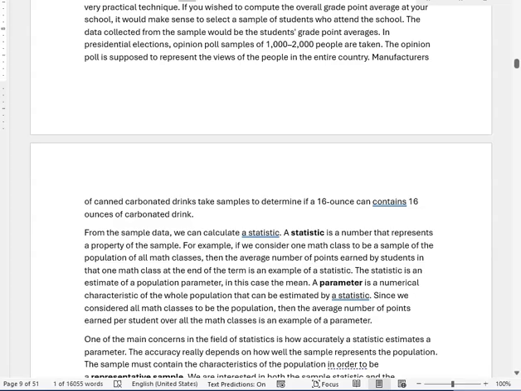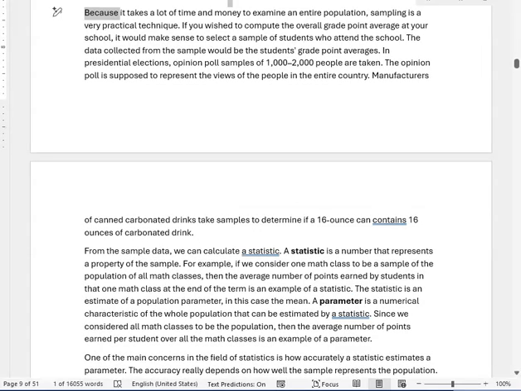Because it takes a lot of time and money to examine an entire population, sampling is a very practical technique. If you wish to compute the overall grade point average at your school, it would make sense to select a sample of students who attend the school. The data collected from the sample would be the students' grade point averages. In presidential elections, opinion poll samples of 1,000 to 2,000 people are taken. The opinion poll is supposed to represent the views of the people in the entire country. Manufacturers of canned carbonated drinks take samples to determine if a 16-ounce can contain 16 ounces of carbonated drink.